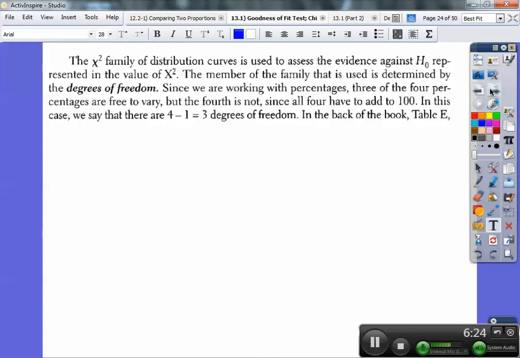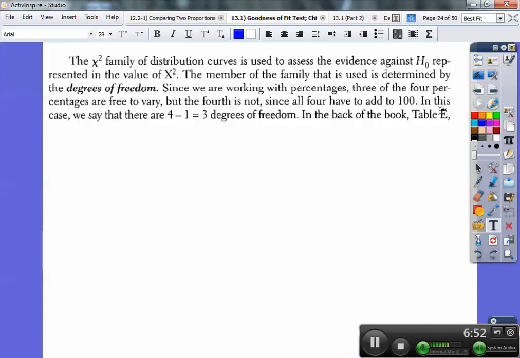In the chi-squared family of distributions, the curve is used to assess the evidence against H0. The member of the family that is used is determined by the degrees of freedom. Since we're working with percentages, 3 of the 4 percentages are free to vary, but the 4th is not, because they have to add up to 100%. There are 4 different age groups, so 4 minus 1 is 3 degrees of freedom.